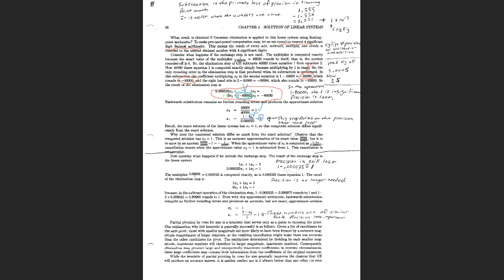Hold on, I want to make sure I'm saying this right. I might have made an error here. x2 is equal to 1, and that's very close to the correct answer. The exact answer for x2 was 39,998 divided by 39,999. I may have misspoken before. But when we use x2 equals 1 and substitute that in to solve for x1, we get a 0, because 1 minus 1 is 0.